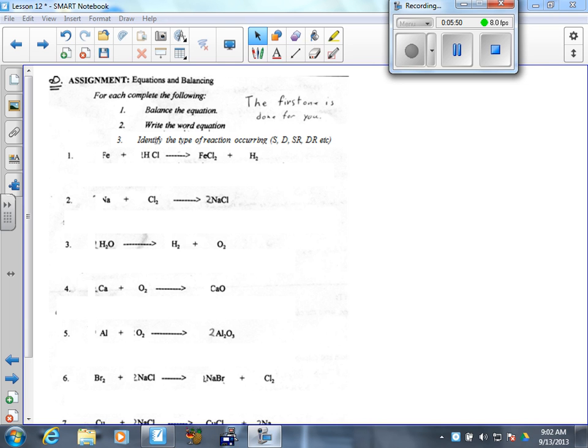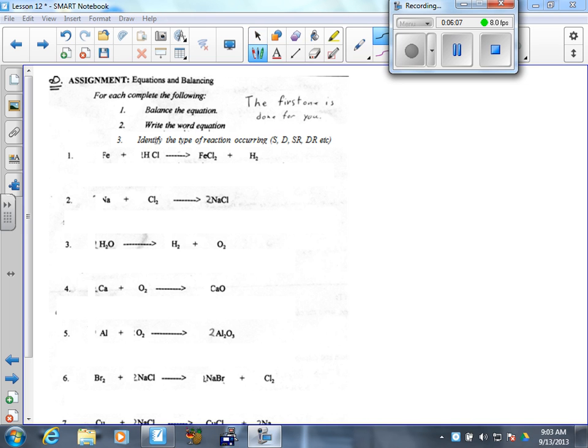Okay, so here's what you guys are going to do. You're going to balance the equations, write in the numbers, and you can see on 1 or 2 of them I missed a number somewhere. Number 5 I missed a number, number 2 I missed a number. Write the word equation and then identify the type. So those 3 things. Write the word equation means write it out in words.